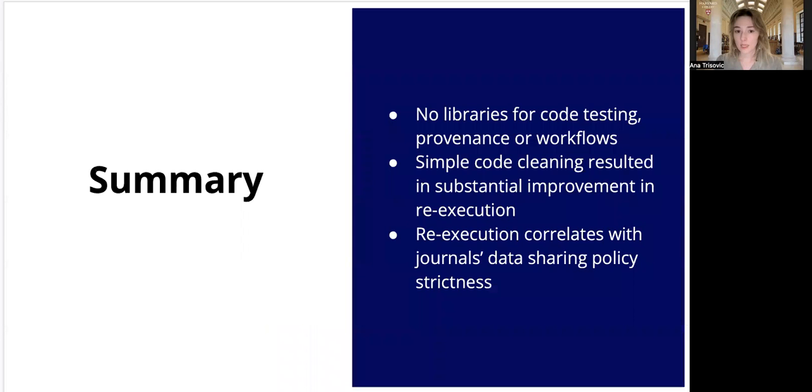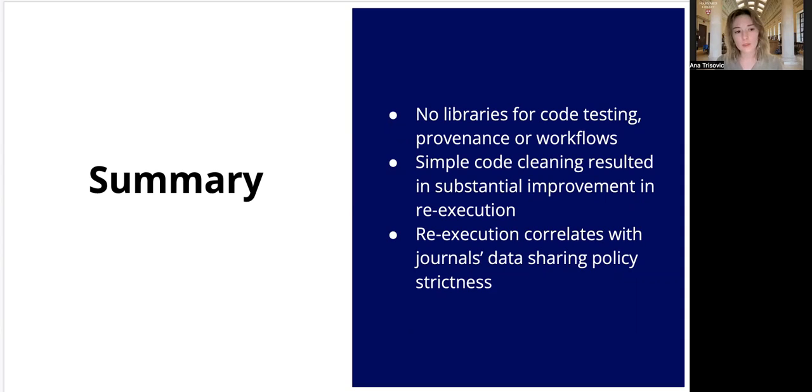And then this is a summary of the study. We saw that researchers typically do not use libraries for code testing, provenance, or workflows. We see that simple code cleaning, through an automatized script, resulted in substantial improvement in re-execution. And also that code re-execution correlates with journals' data sharing policy strictness, meaning that a stricter data sharing policy was also reflected in better performance in code re-execution.